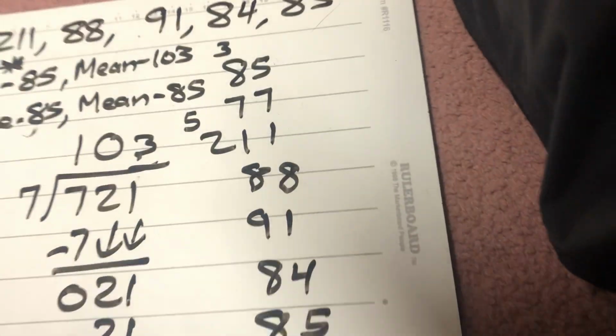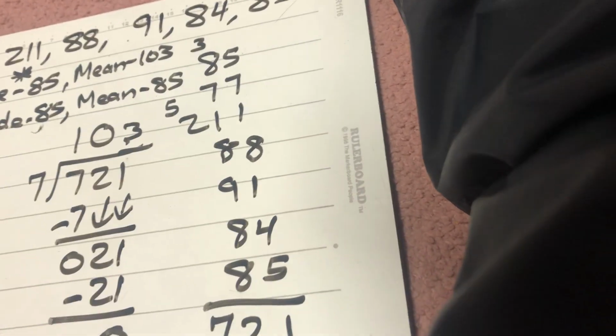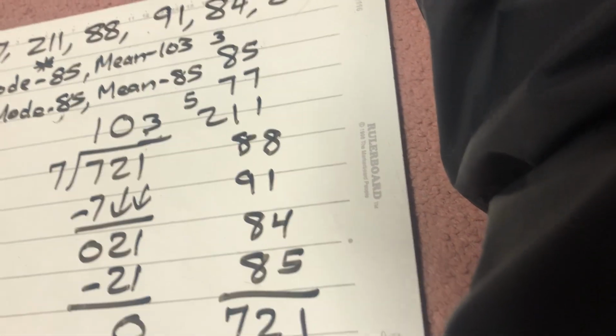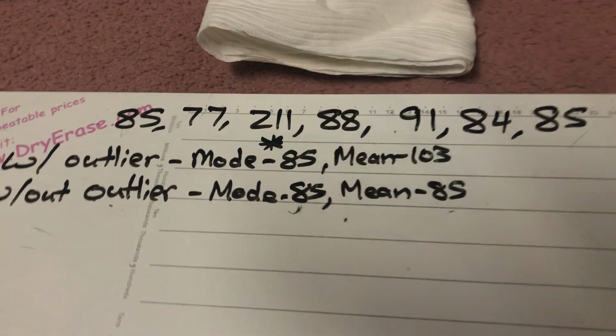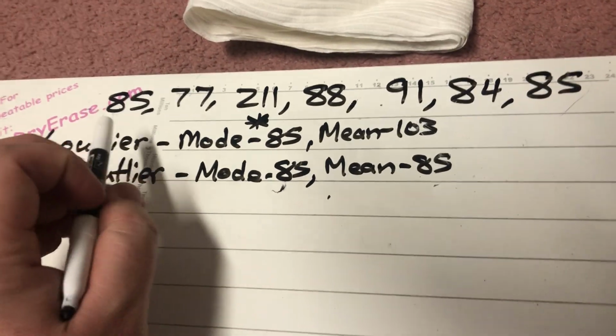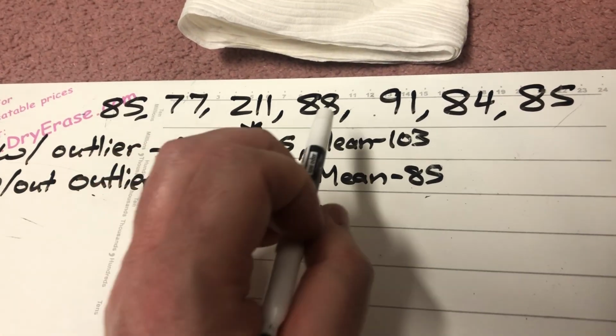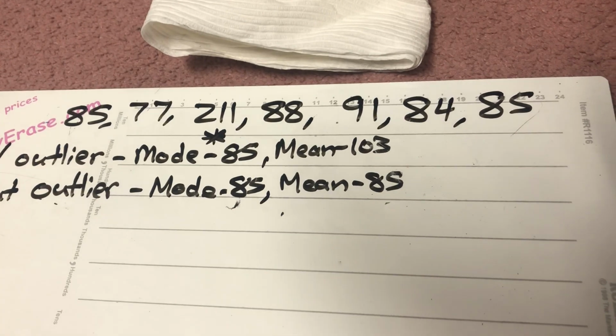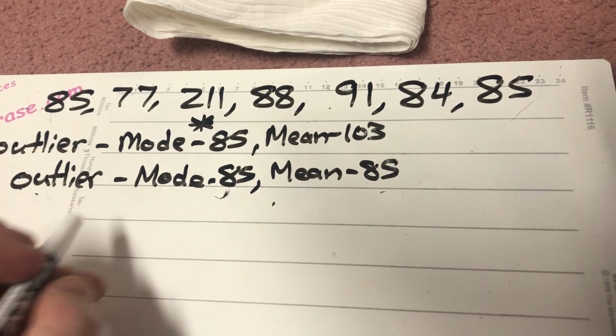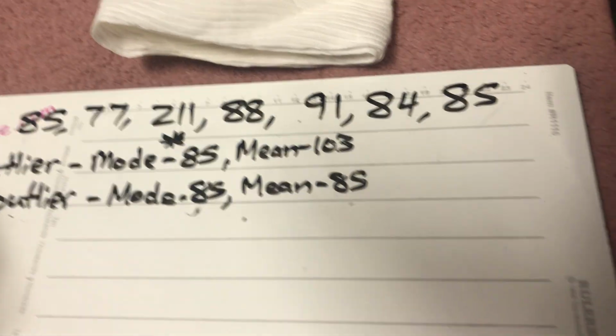Now I'm going to go ahead and clear my space here. We're going to focus on the median. Now the median, remember, is the middle number in the set. So I'm looking at my original set, 85, 77, 211, 88, 91, 84, and 85. I'm going to put those in order from least to greatest.